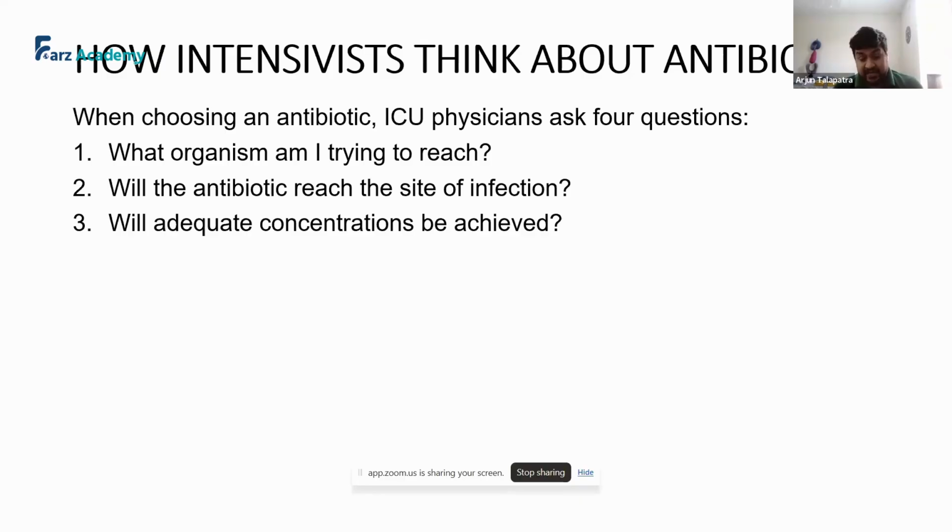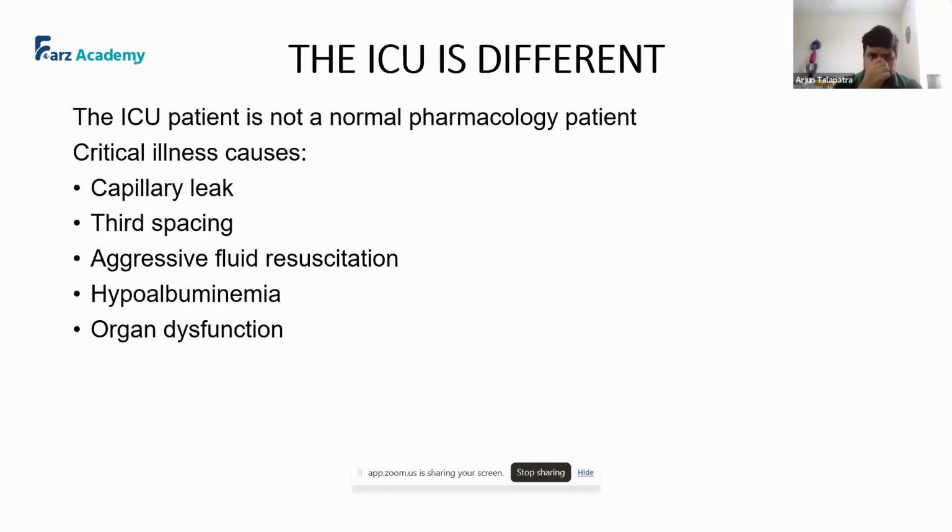So kinetics, pharmacodynamics, renal function, all of that: do you think adequate concentrations are achieved, or are you underdosing this antibiotic? And also the organism, do you feel that this organism would be susceptible to this antibiotic? So these are, I think, the four questions that we must ask before we choose an antibiotic for a patient.